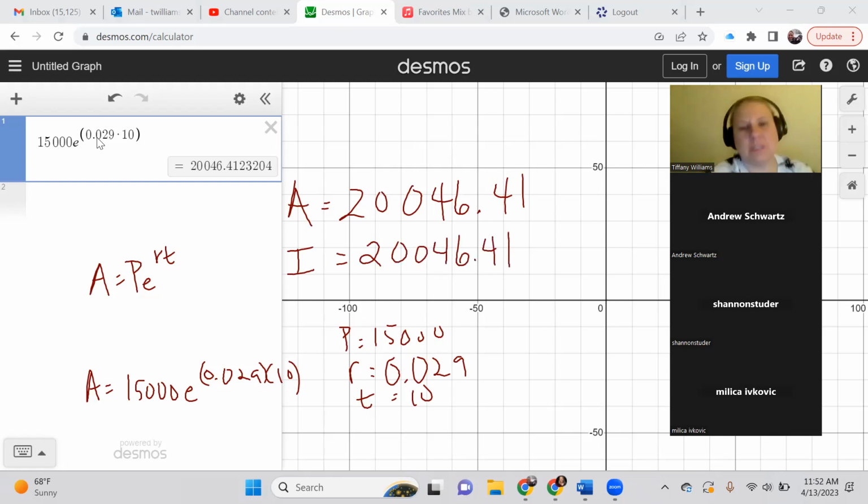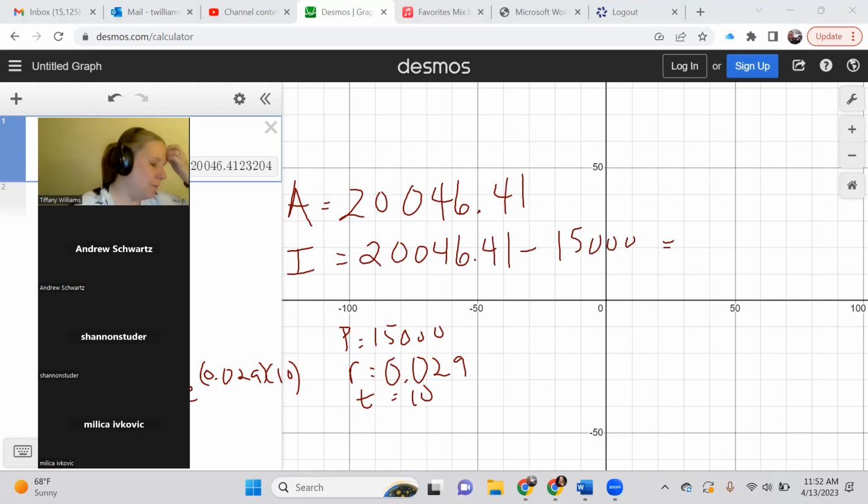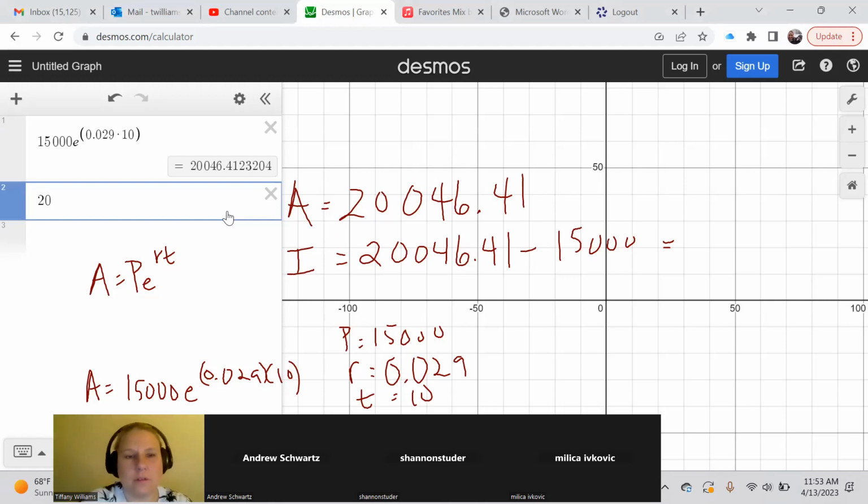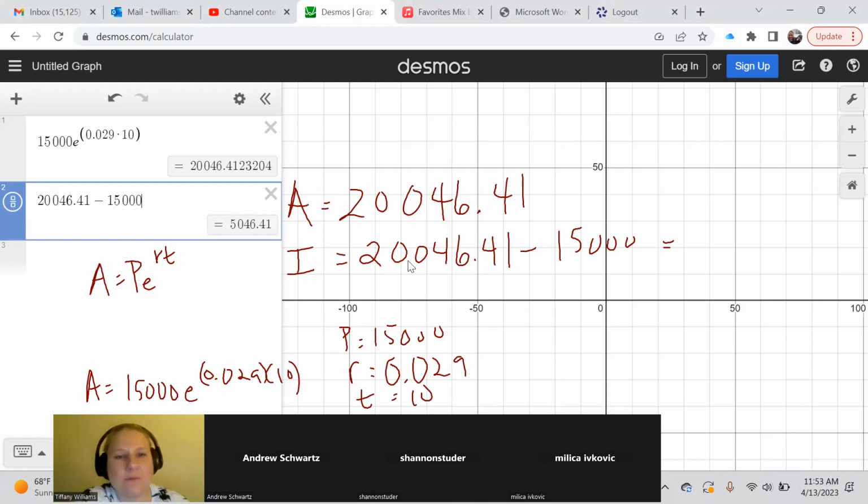I would take my $20,046.41 and subtract from it 15,000, and we would get our interest earned to be... I don't know what our interest earned is. Here, let's punch this in. $20,046.41 minus 15,000 is $5,046.41. I could have done that in my head. I didn't need a calculator for that.